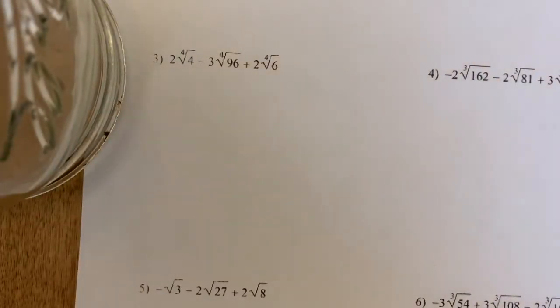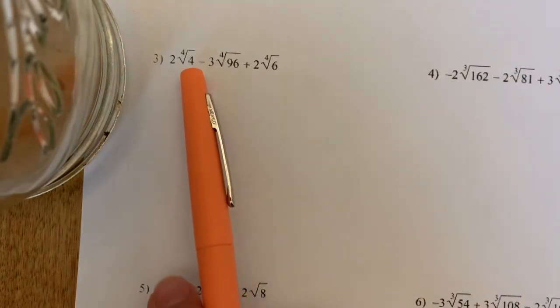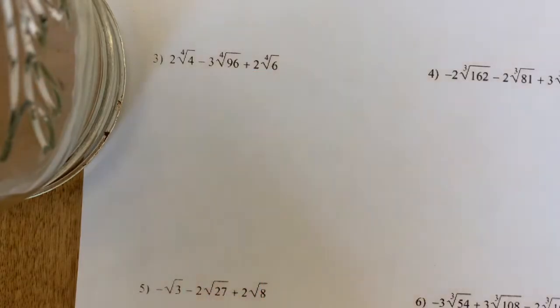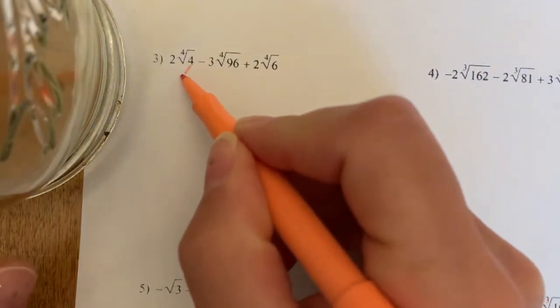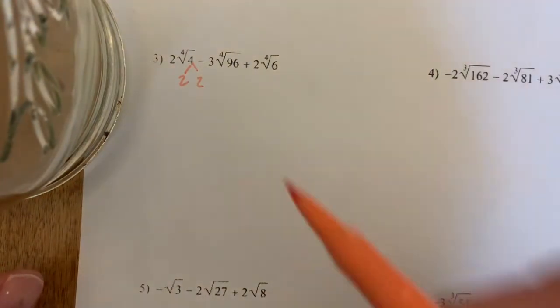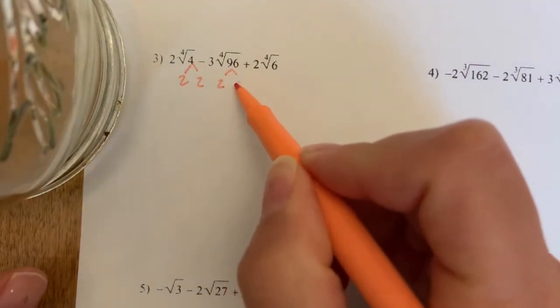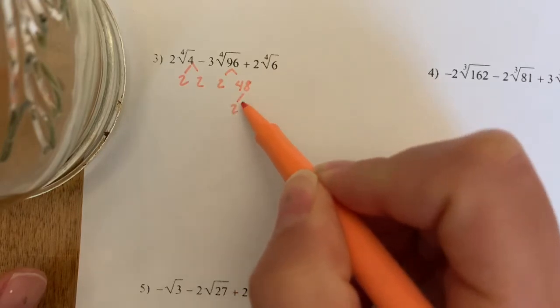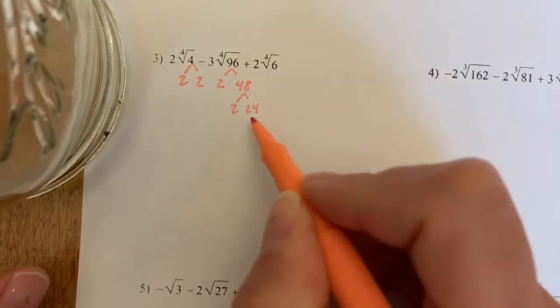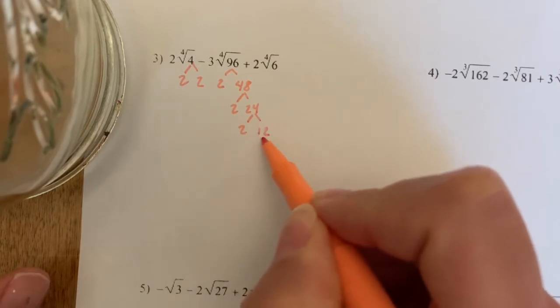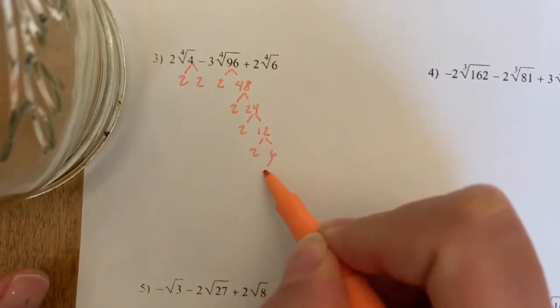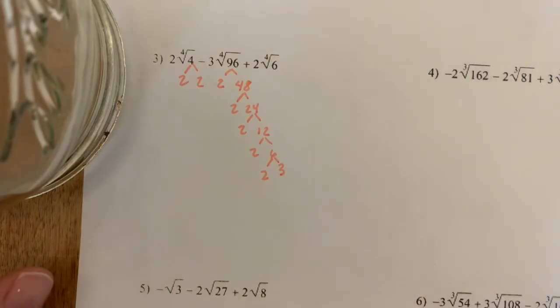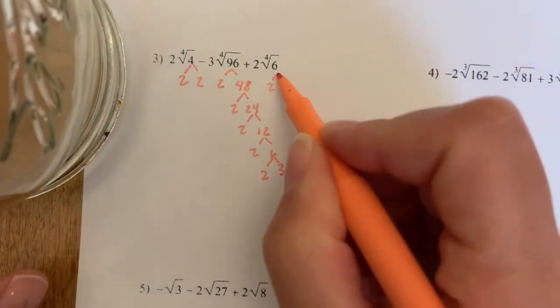Now, when we look at number 3, we see that we do not have any of the same radicals: the 4th root of 4, the 4th root of 96, and the 4th root of 6. What that means is we have to simplify. 4 can be broken down into 2 and 2. 96 is 2 and 48, then 2 and 24, 2 and 12, 2 and 6, 2 and 3, and 6 can be broken down into 2 and 3.